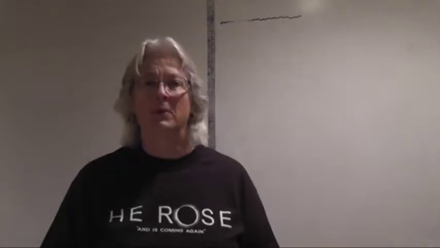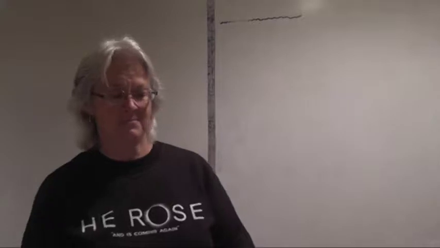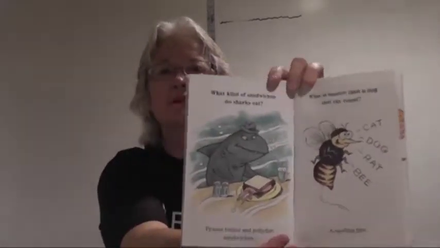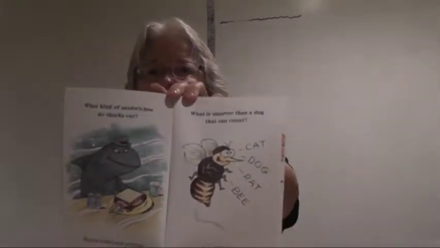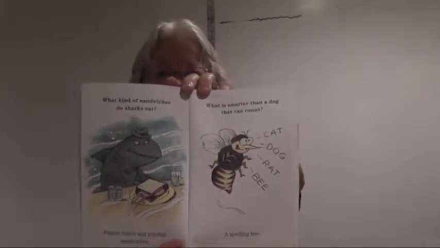Question: what kinds of sandwiches do sharks eat? They eat peanut butter and jellyfish sandwiches. And then can you tell me what is smarter than a dog that can count? A spelling bee. So, see if I can get this in the camera. First off, what we have right there is our peanut butter and jellyfish sandwich by the shark. And there is the bee on its way to the spelling match, showing that it's able to spell quite adequately.